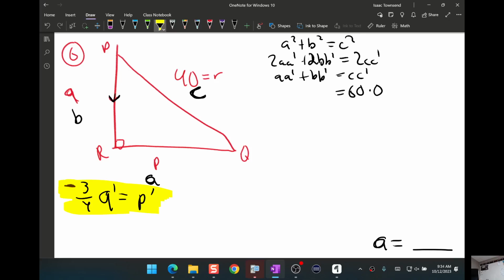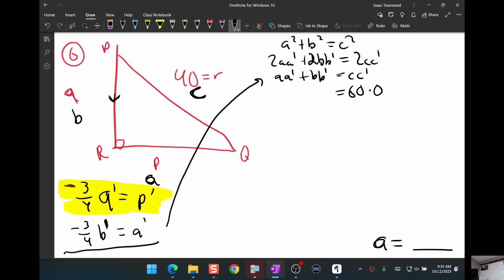Now I'm trying to use A's, B's, and C's. So instead of saying Q, I'm going to replace this with B. Instead of Q prime, I'm going to say B prime. Instead of P prime, I'm going to say A prime. Now, how this can be useful... Sorry? This is okay? Okay, so you don't see how this is going to be useful, but now we can take this and substitute it in up here. So instead of saying A prime, I put what A prime is equal to, negative 3/4 B prime.